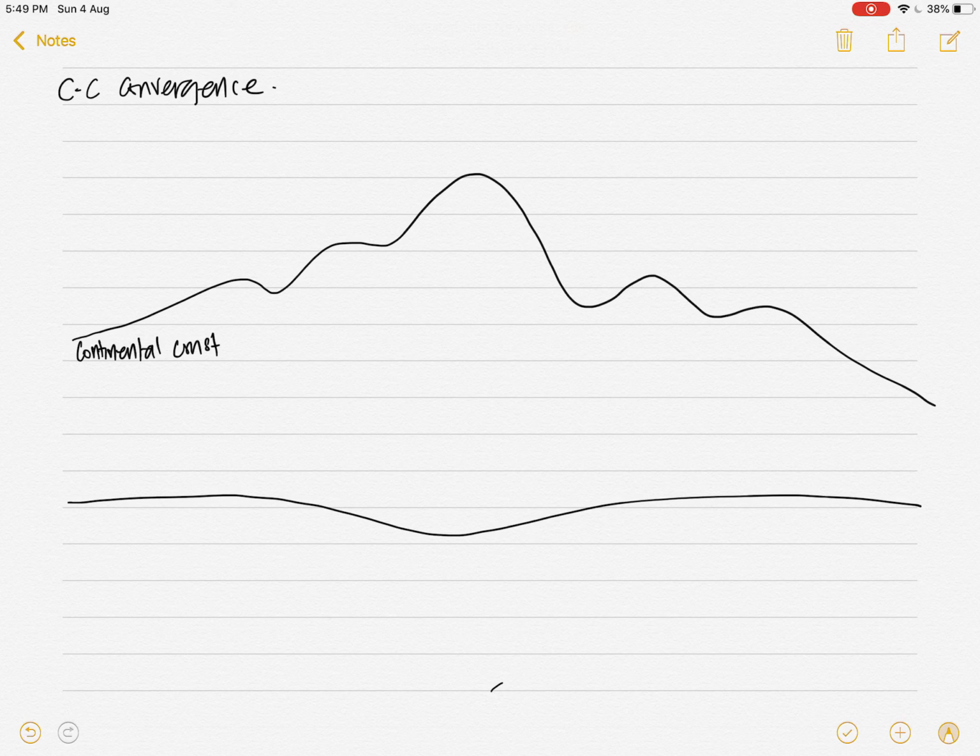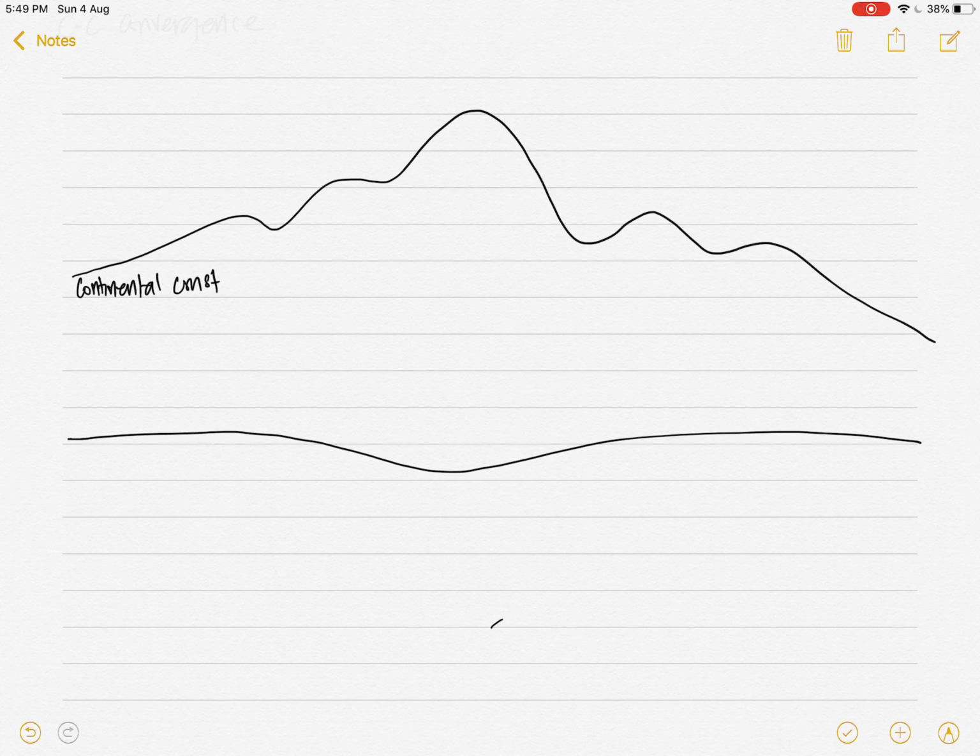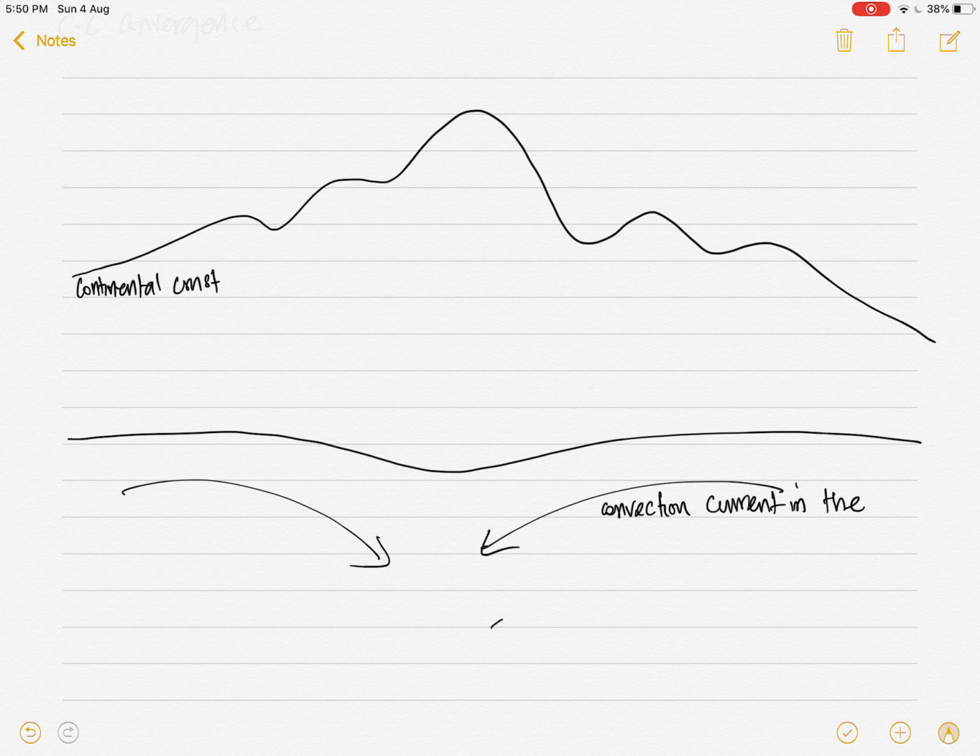For all plate tectonics formation, we begin our explanation with the convection current in the mantle. Convection current in the mantle. And because this is a convergent plate boundary, you need to elaborate: pulls two plates together. That is the first step of the explanation.